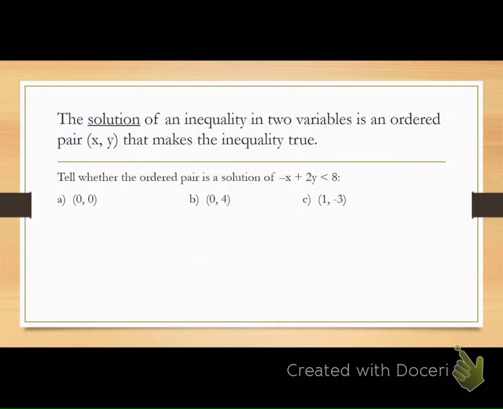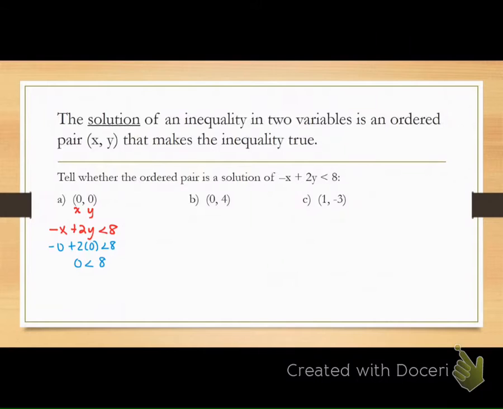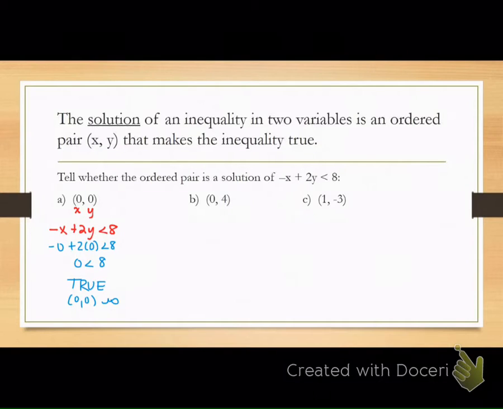So what we're going to do is use this as our x and our y, and substitute into -x plus 2y is less than 8. If I do that, I have -0 plus 2 times 0 is less than 8. Well, 0 can't be negative, so that was kind of a silly statement, but 0 is less than 8. Is that true or false? That is true. So (0, 0) is a solution.